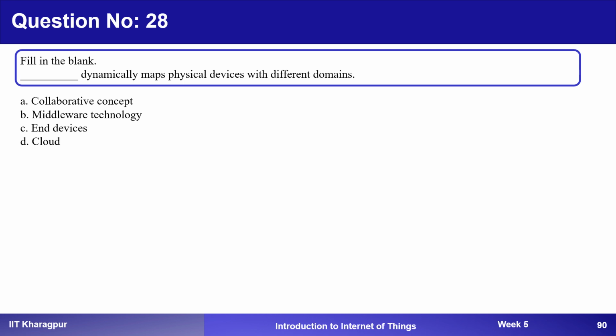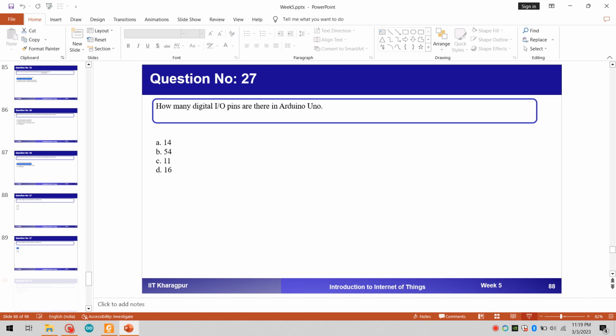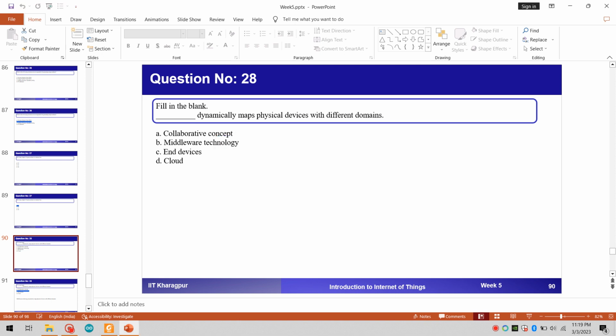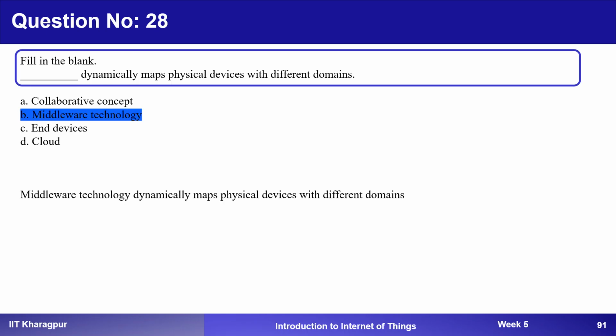Next question is, blank dynamically maps physical devices with different domains. Options are collaborative concept, middleware technology, end devices, and last one is your cloud. So the correct option for this question is middleware technology. So middleware technology dynamically maps physical devices with different domains.